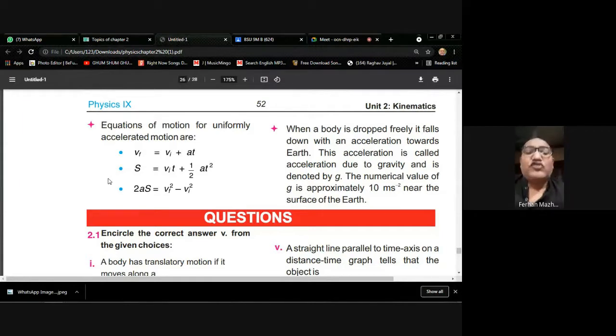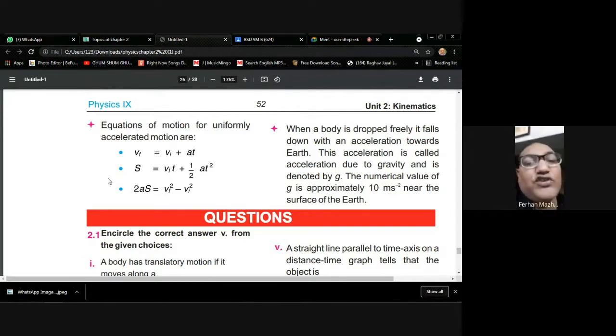So you see, it's very important that you understand and remember the three equations of motion. Vf is equals to Vi plus At, S is equals to Vit plus half At square, and 2AS equals to Vf square minus Vi square.